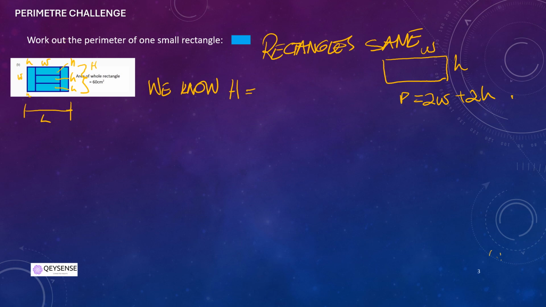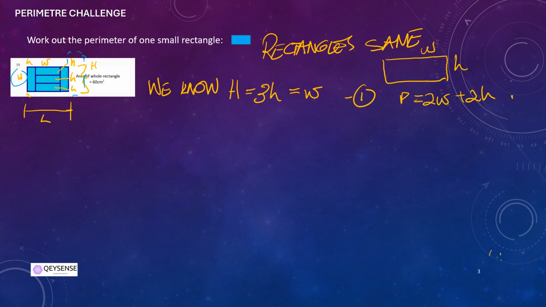We know that the big H, total height, is simply 3H, which equals W. And that's equation 1. There's 3H, and there's your W.